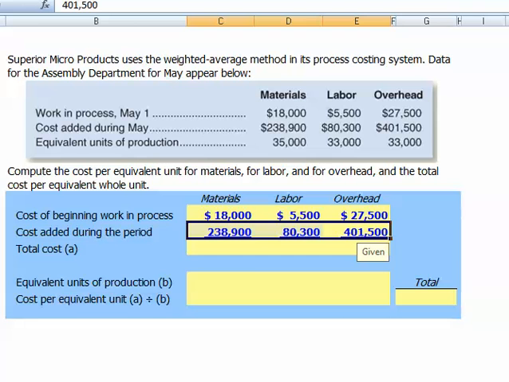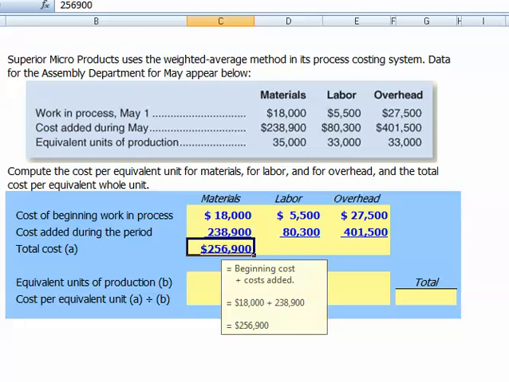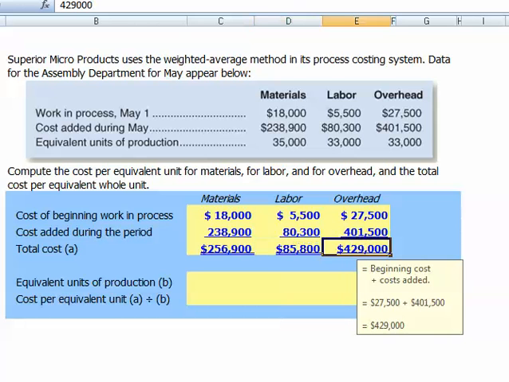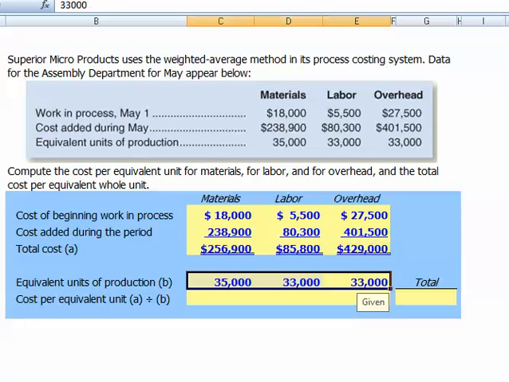We then need to sum these together to get the total cost for our direct materials, which will be $256,900, the total cost for direct labor, which will be $85,800, and the total cost for manufacturing overhead, which is $429,000. The next step to calculate our cost per equivalent unit is to take our cost and divide it by our equivalent units. We're given our equivalent units in the data for our problem. We had equivalent units of production for materials, 35,000, 33,000 equivalent units for labor, and 33,000 equivalent units for overhead.